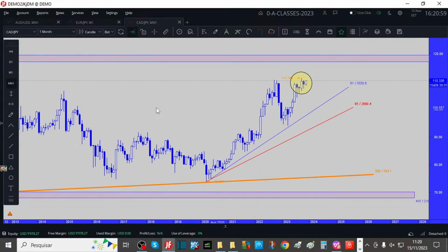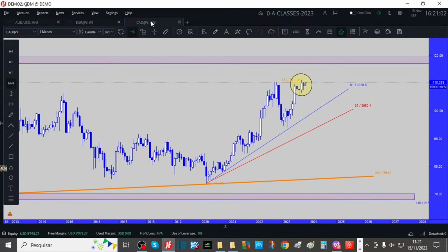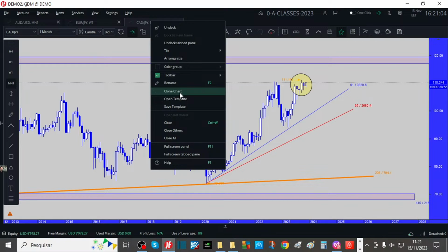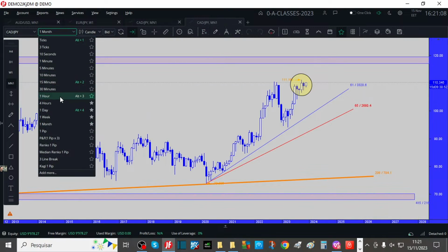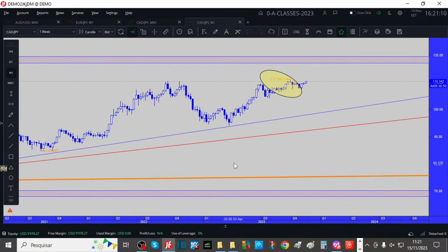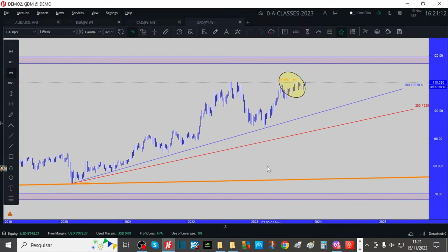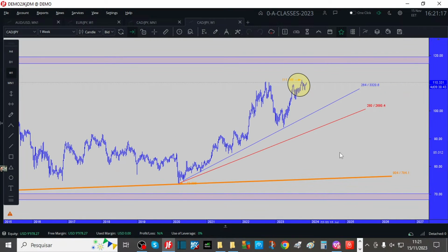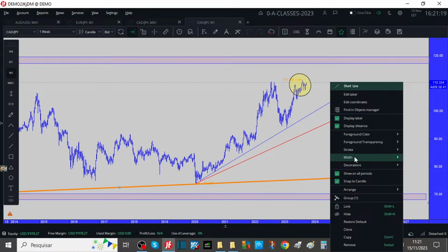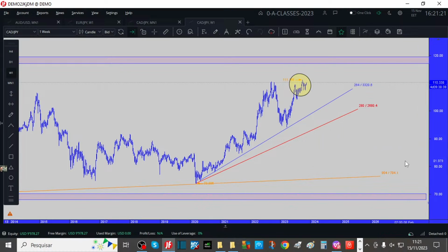Now, once this is done, we're going to right click and clone the chart and go from the monthly to the weekly chart. And we're going to zoom out. Make it thicker, give me a second, there you go. So the three trend lines are still in place.